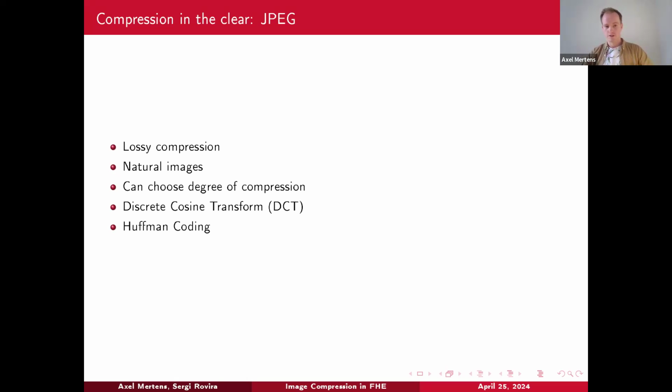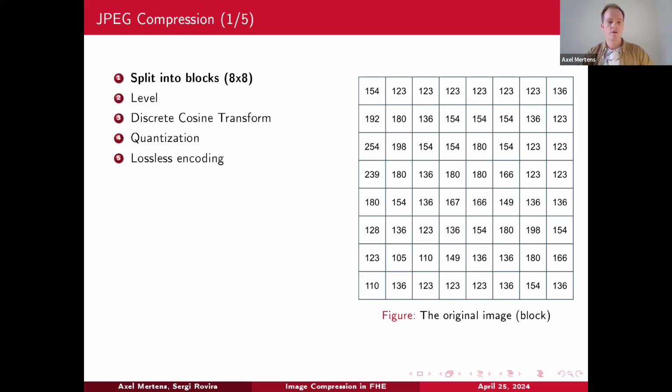It is based on the discrete cosine transform to transform the image into the frequency spectrum, and then it uses Huffman coding to actually compress it. Okay, so let's go over the steps of how JPEG works. First, we split every image into 8x8 blocks. So then what you get is this matrix on the side here with values for each pixel between 0 and 256.